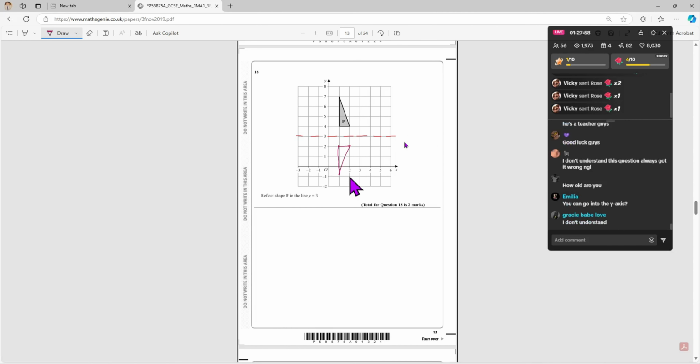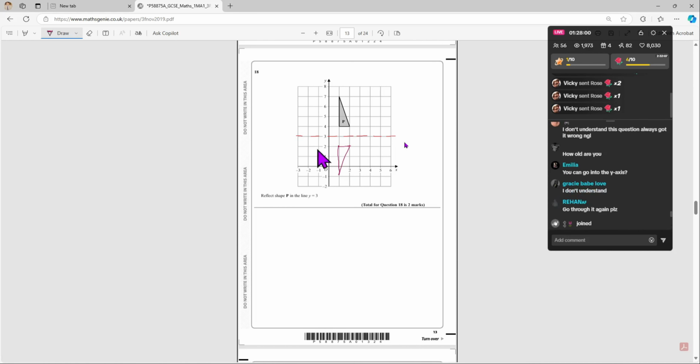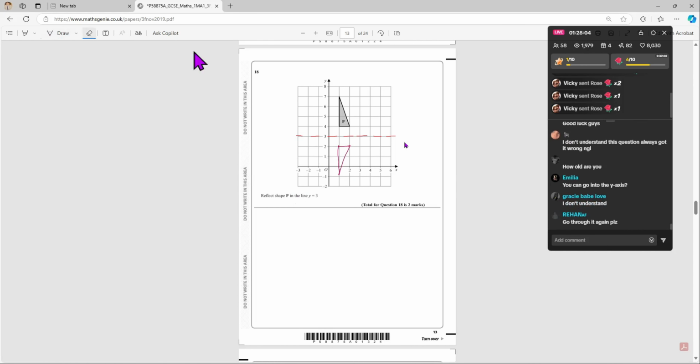Yes, you can go into the y-axis. You can go through it. So I'll go through it again, okay?